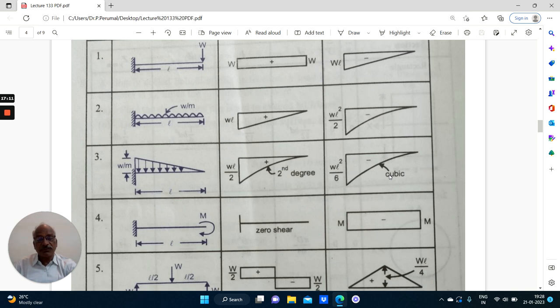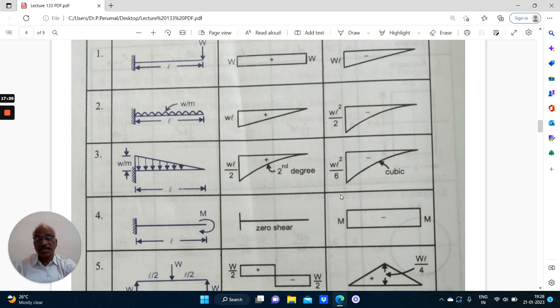So every one of you knows why it is cubic, right? You can always derive the equation. So the maximum value is WL square by 2. The thing that I want to stress now is that you have to remember these values for standard cases.